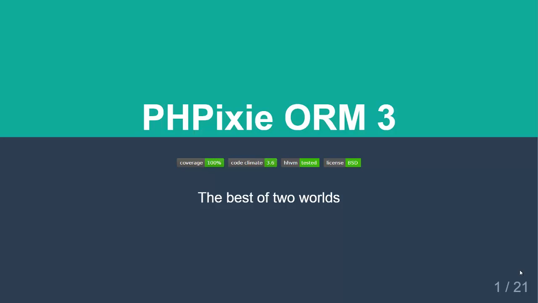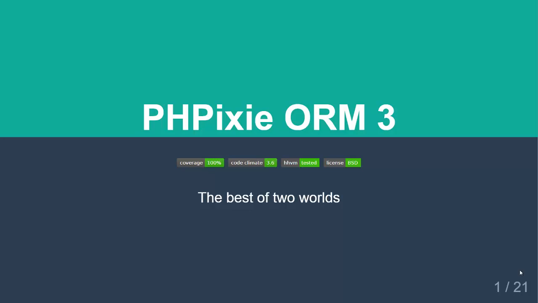Hello and welcome to the short introduction into PHPixie ORM version 3. The title of this talk is "The Best of Two Worlds" because PHPixie ORM tries to combine the simplicity of the active record approach with some more advanced features we see, for example, in ORMs like Doctrine, like separation of the model into repositories, queries, and entities.